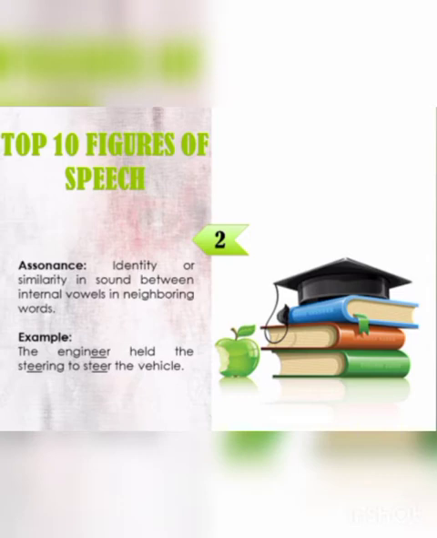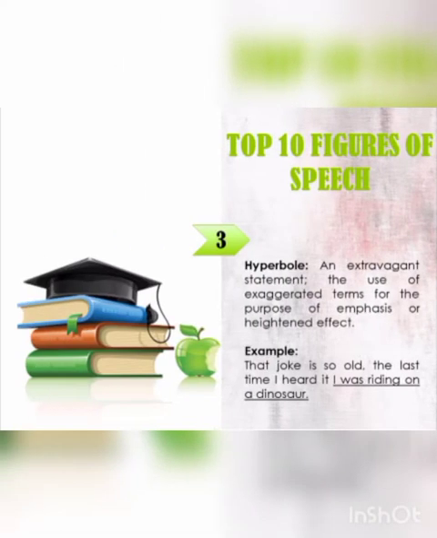We have also here another example: How now, brown cow? We noticed the O sound in how, now, brown, cow. Now let's proceed to number 3. Hyperbole. An extravagant statement. It is the use of exaggerated terms for the purpose of emphasis or heightened effect.